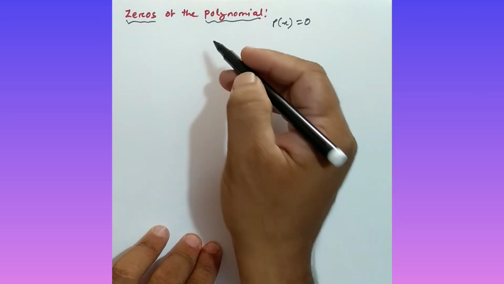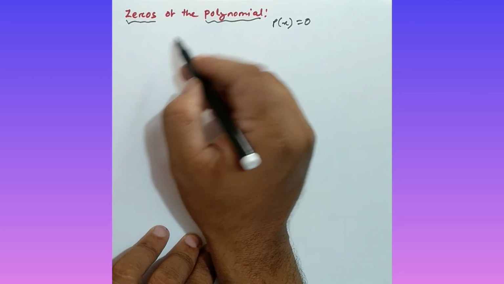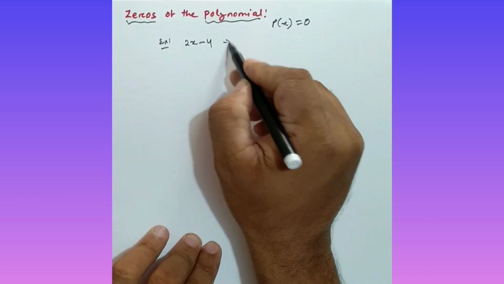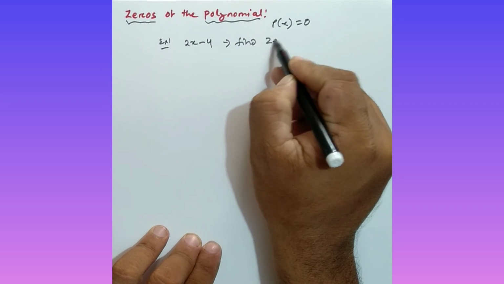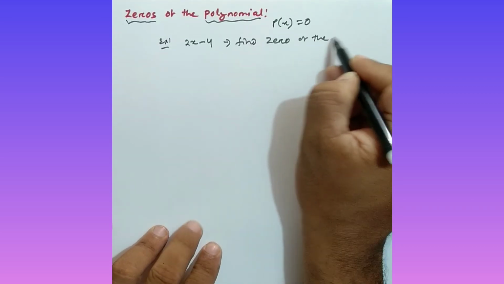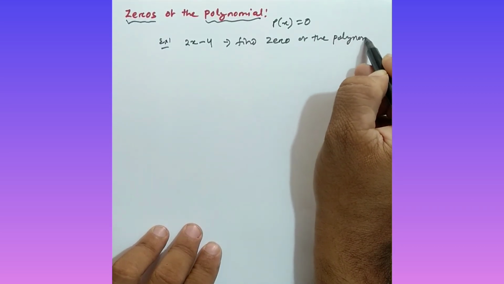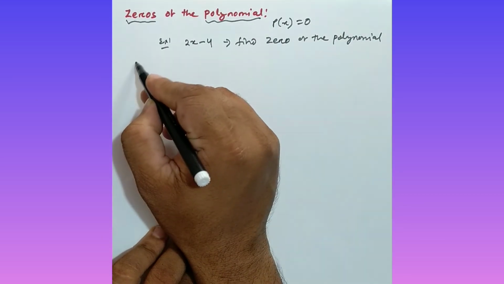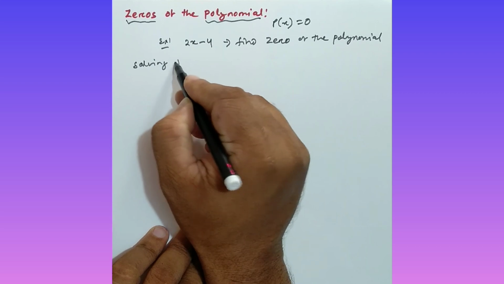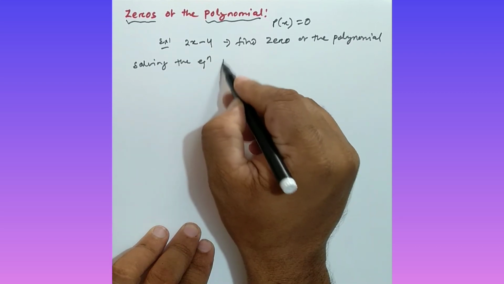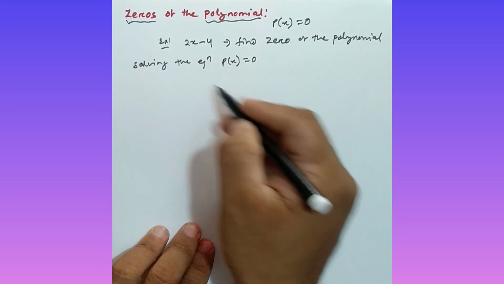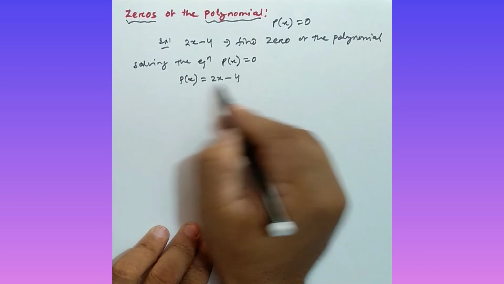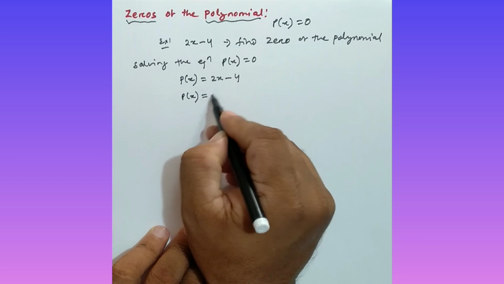Let's suppose the polynomial given is 2x minus 4. This is a polynomial and the question is asking to find a zero of this polynomial. What is the meaning of that? It means solving the equation p of x equal to 0. P of x is 2x minus 4, so p of x equal to 0.